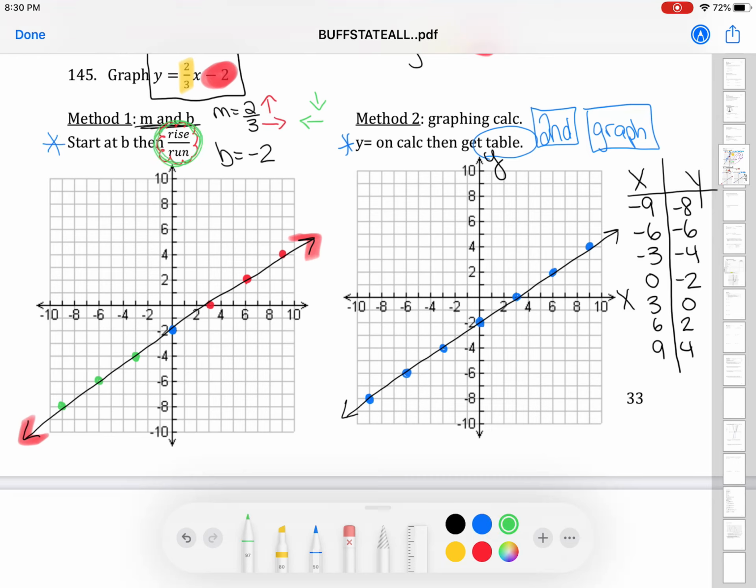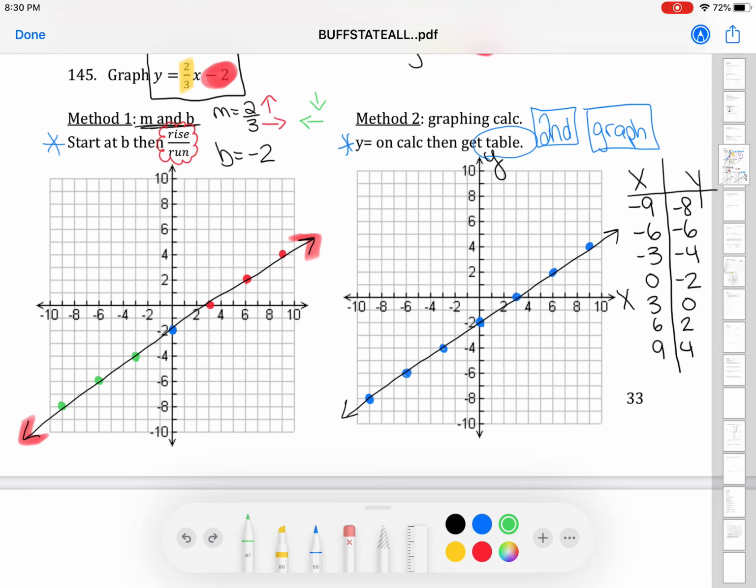And so like I said, I'm going to continue on with this rise over run m and b method for the rest of the notes. If you don't prefer that, just do it in your graphing calculator and then just make sure you're getting the same graphs as I am. That'll be perfectly fine.